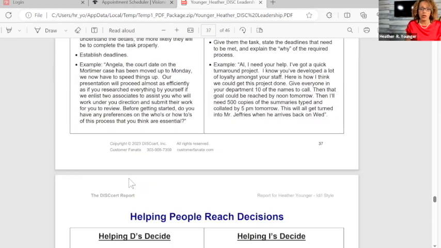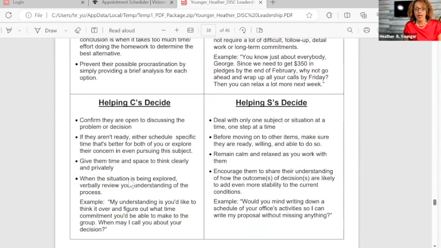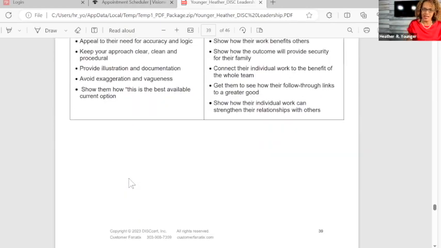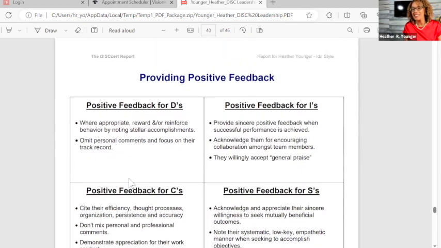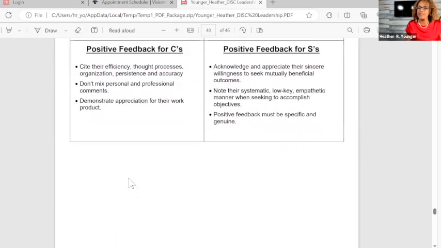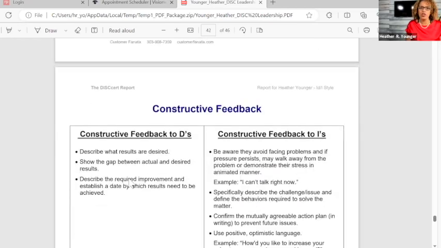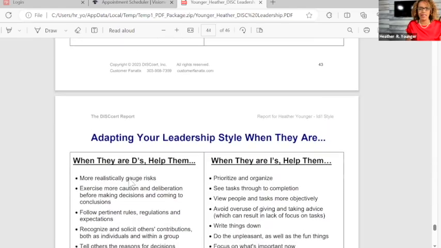Delegating to your people, helping people reach decisions, helping all of them decide, motivating your people, giving positive feedback to these people. How do I specifically do that for each type? So for example, positive feedback for an S. You want to acknowledge and appreciate their sincere willingness to seek mutually beneficial outcomes. You want to note their systematic, low-key, empathetic manner when seeking to accomplish objectives. You want to provide positive feedback, and it needs to be very specific and genuine for them to really feel heard. So those are some of the examples: coaching your people, constructive feedback, positive feedback, adapting your styles.